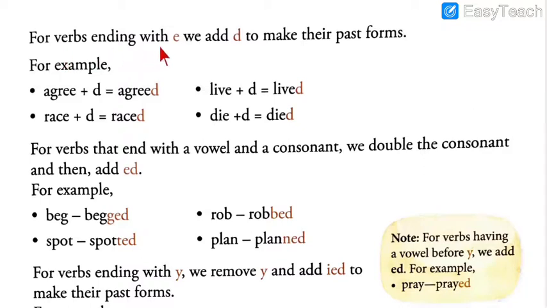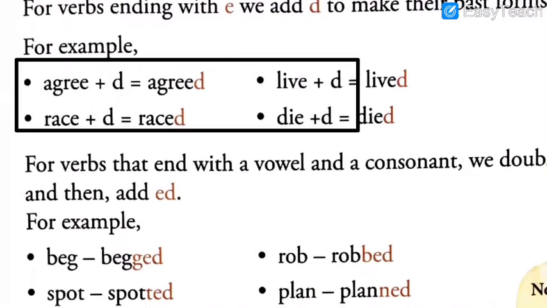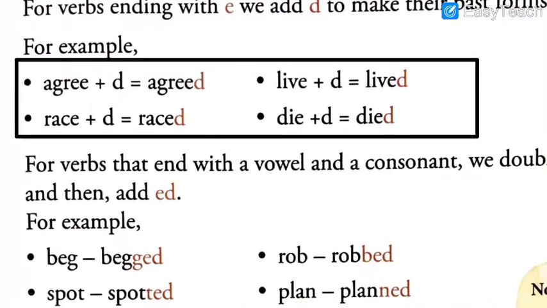For verbs ending with E, we add D to make their past form. So whenever you see the verb, the action word, ends with the letter E, at that time, if you want to make that verb in the simple past form, you just have to add D. How? See the example, the elaboration is given here.